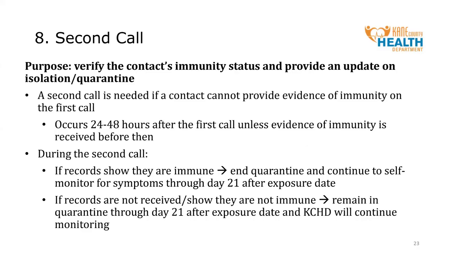On the previous slide, we briefly discussed circumstances under which a contact will need a second call. This is done when they cannot provide evidence of immunity during the first call. They will need to be contacted approximately 24 to 48 hours after the first call to retrieve this evidence. During the second call, if the contact is able to provide evidence of immunity, their quarantine will end and their requirements change to self-monitoring for symptoms through the remainder of the symptom monitor period. However, if they still cannot provide evidence of immunity during the second call, they will need to remain in quarantine through the remainder of the symptom monitor period, and Kane County will continue to monitor daily.